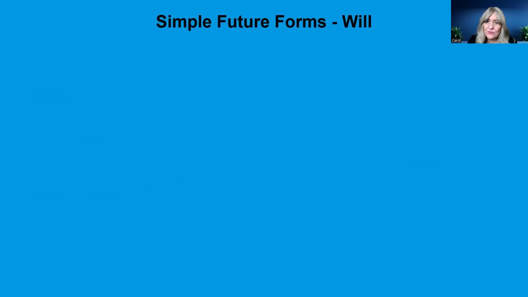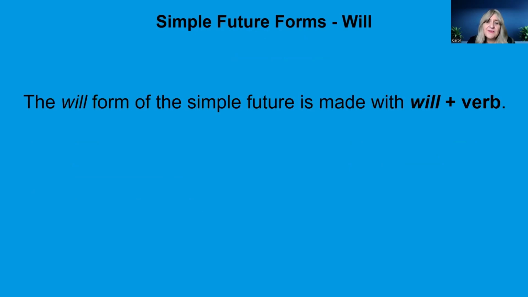So we begin with will. The will form of the simple future is made using will followed by the verb. So let's look at some examples. Our verb in this sentence is help. So we put will before the verb help. And so we say, I will help him later.